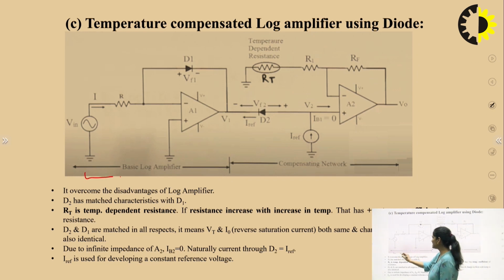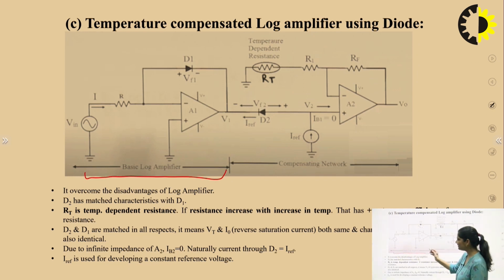Here this is the basic log amplifier, which we have already done using diode. Now here the input voltage is connected to the inverting terminal, with resistance R. Now diode D1 is connected in the feedback of this operational amplifier A1. After this we are connecting a compensating network, in which the second diode D2 is represented here, and D2 is the same as D1, means the properties of diode D2 are the same as the D1 diode.